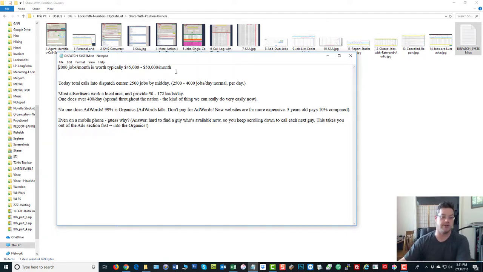2,000 jobs a month typically pays around 45 grand to 50 grand a month, okay? That's amazing, right? Like 50 positions would be 50 grand if it was 100% split. It's not, it's an 80% split. So, you know, 50 positions would be 40 grand at this level, right? So why is there a range? It's just a range, right? The more volume we do, the better we get paid.